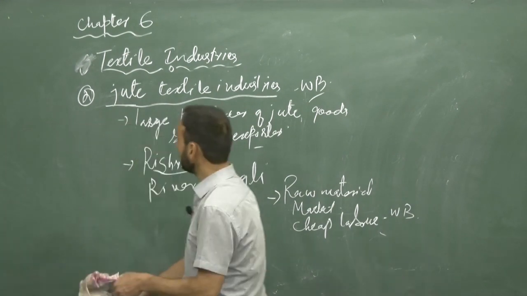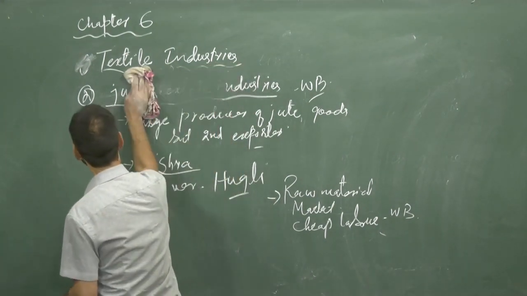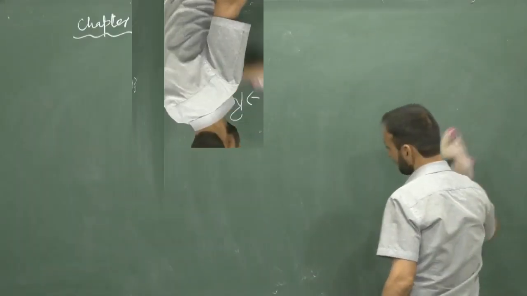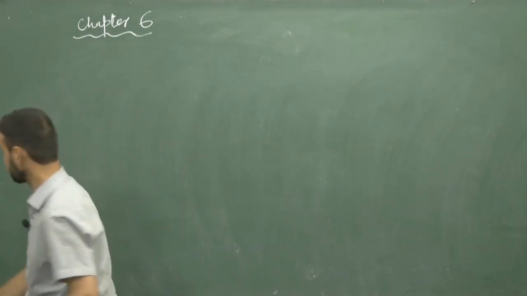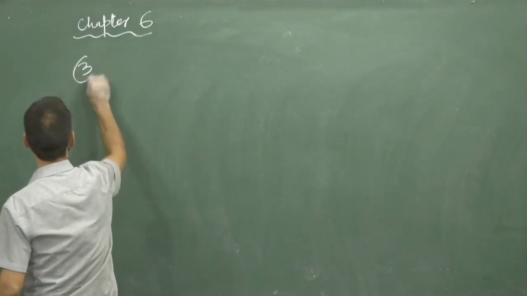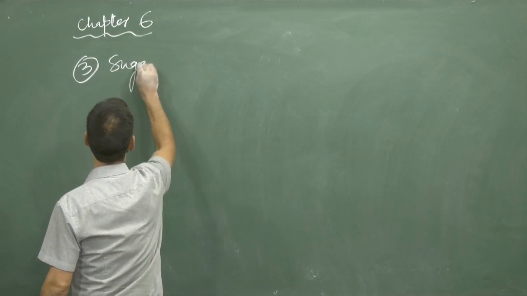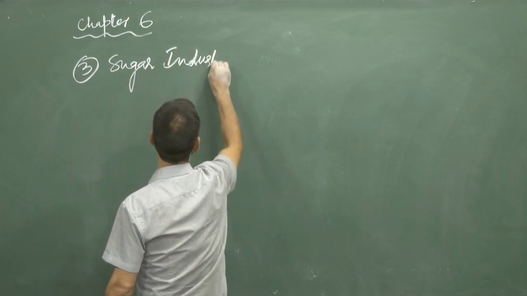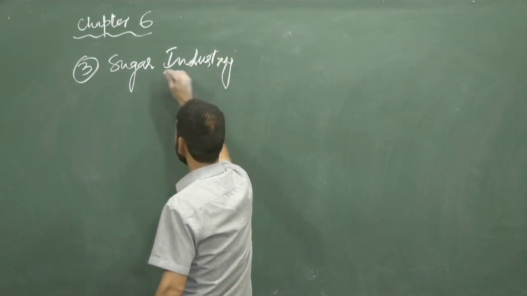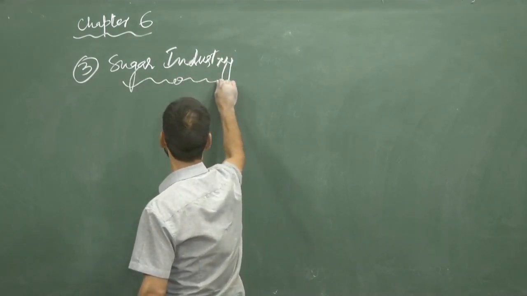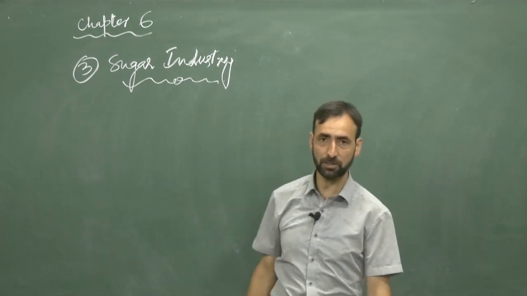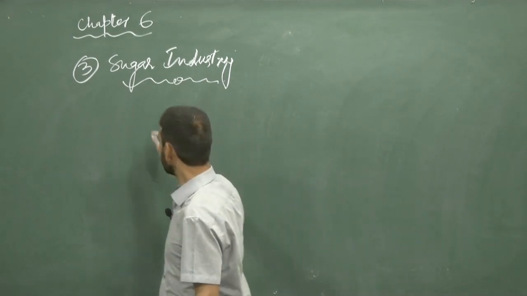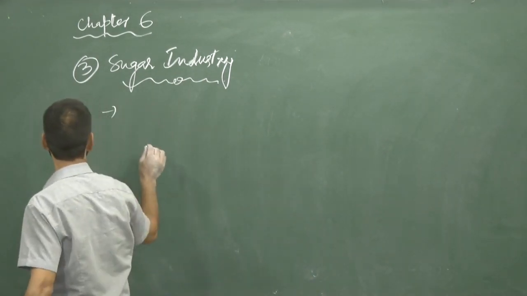Okay. Now the last industry in textile industry, that is sugar industry. Third one, sugar industry. As I already told you in classification, the sugar industry is mostly operated by cooperative sector. In classification, I have already told you.